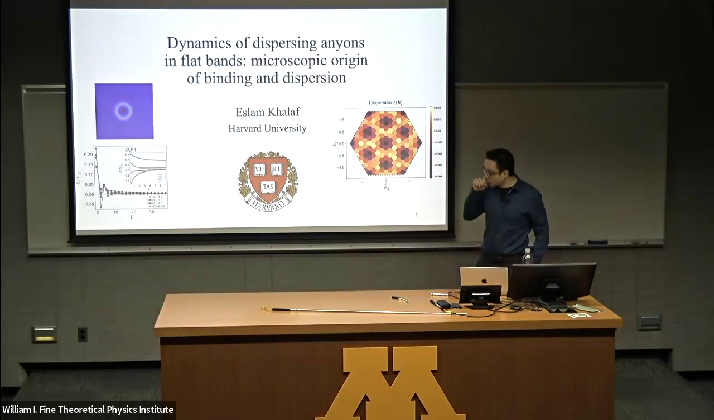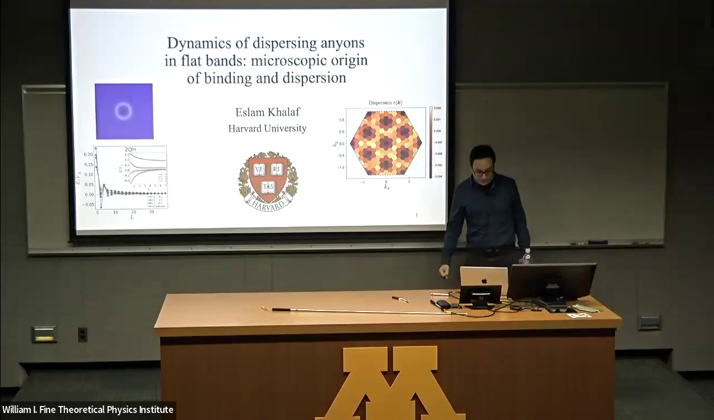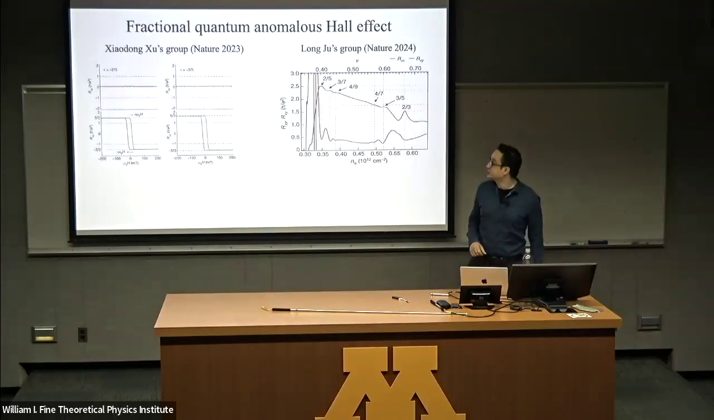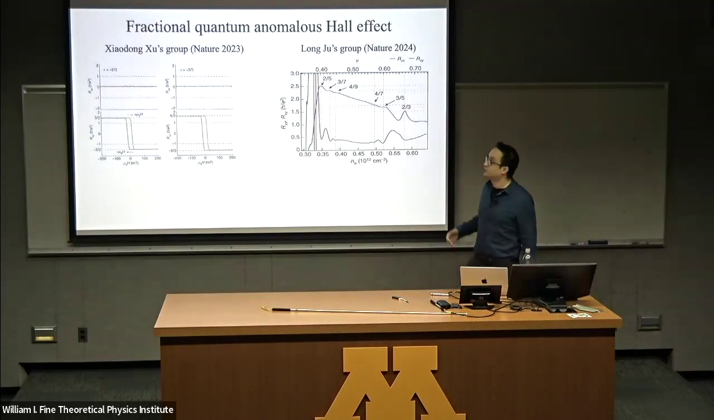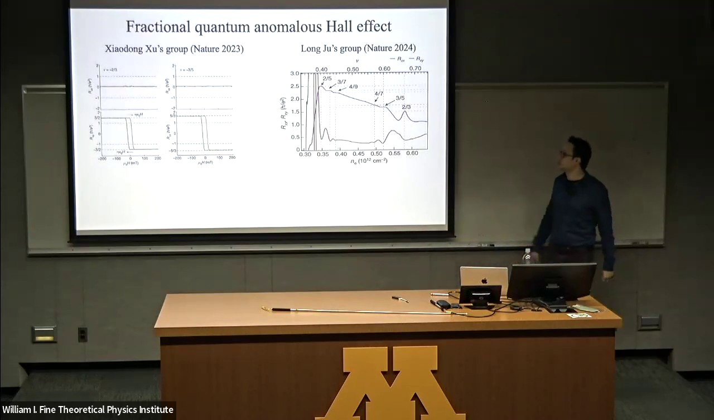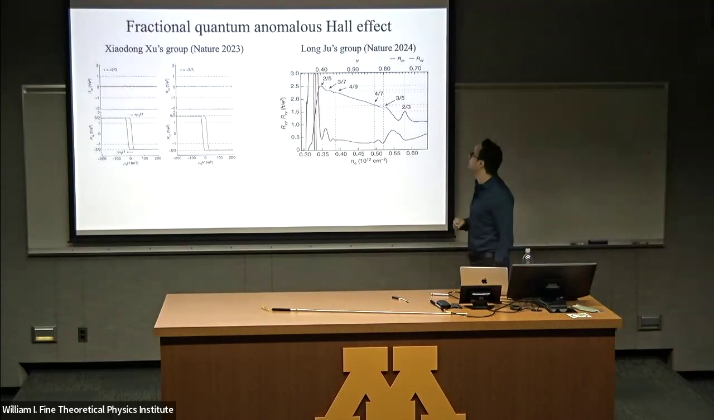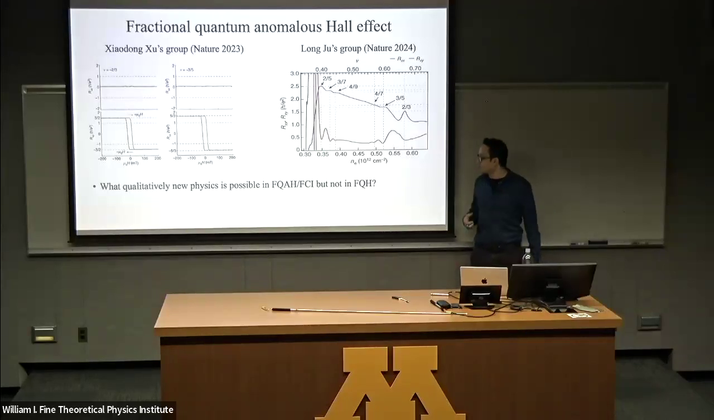So I'm going to talk today about some recent work about the dynamics of dispersing anyons. And the main motivation of this work is this remarkable discovery a few years back of a fractional quantum Hall effect without magnetic field, first in twisted MoTe2 by Xiaodong Xu's group, and then in rhombohedral graphene by Long Ju's group. And of course, from an experimental viewpoint, there are a lot of exciting new things you can do with the system once you have quantum Hall effect without magnetic field. But as a theorist, you can also ask the question whether there is really qualitatively new physics that's possible in the system that wasn't possible before in fractional quantum Hall.